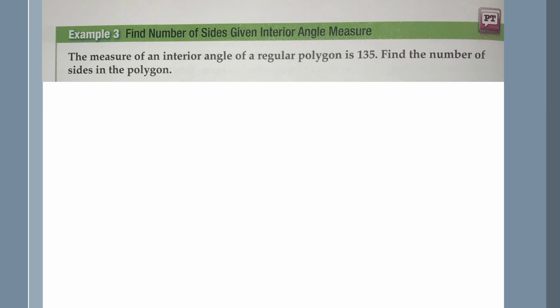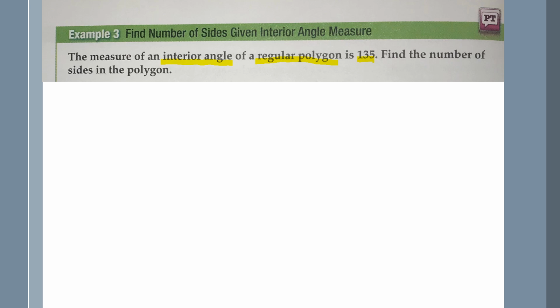Okay, this one's a lot tougher to set up. So I'm going to walk you through this one, and make sure you're paying attention to what we say and what we do here. So the measure of the interior angle, right? So this is the interior angle. This is important, of a regular polygon is 135. A regular polygon means all of the angles in that polygon are equal and all the sides are equal.